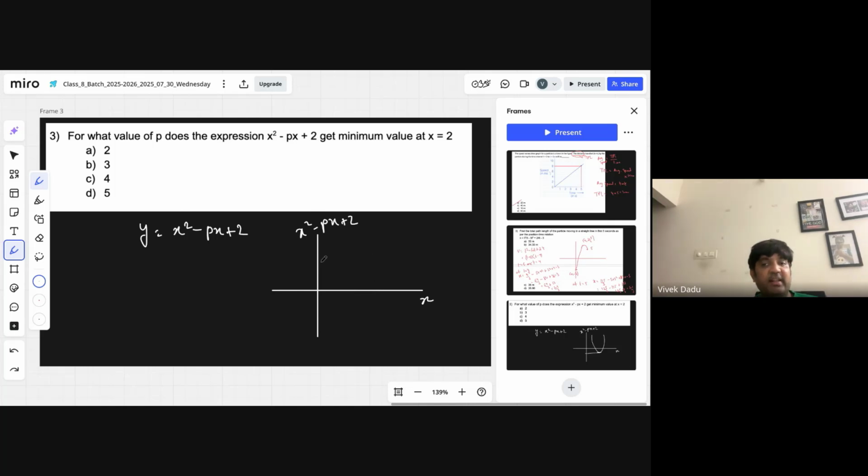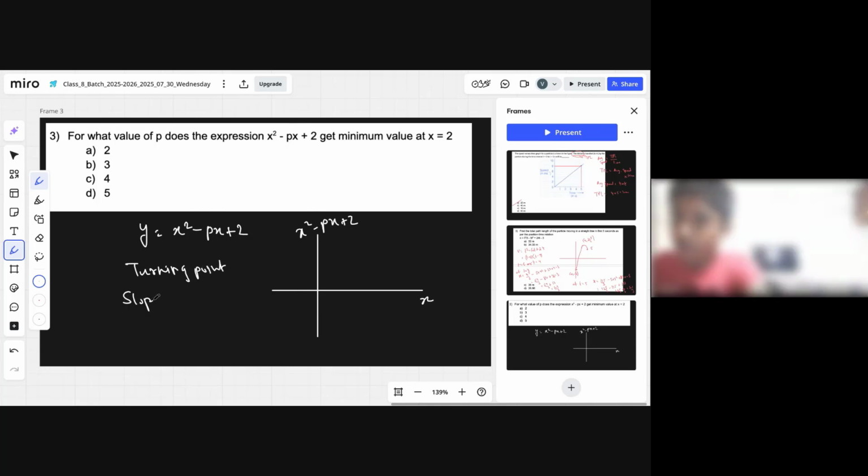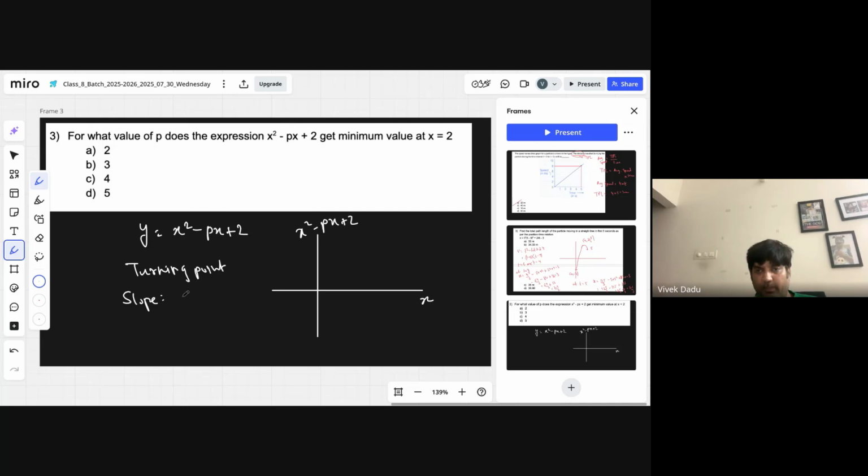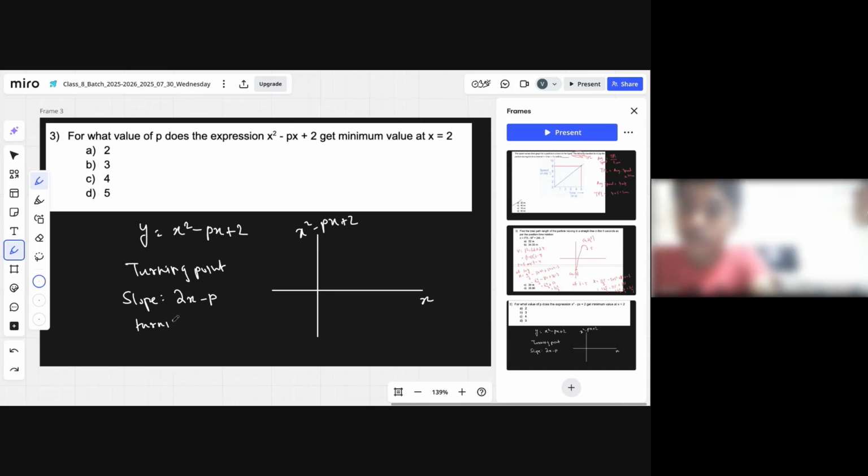Now how do you find the minimum value? You look at the turning point, right? How do you find the turning point? First, you find the slope. I need to plot the graph for this sum. So what is the slope? 2x minus p. Yes, sir. So turning point means? Sir, velocity is equal to 0. That is, 2x minus p is equal to 0.